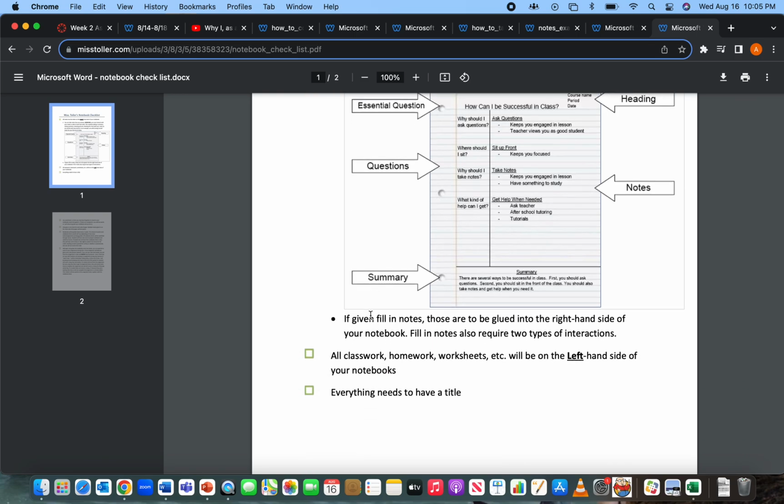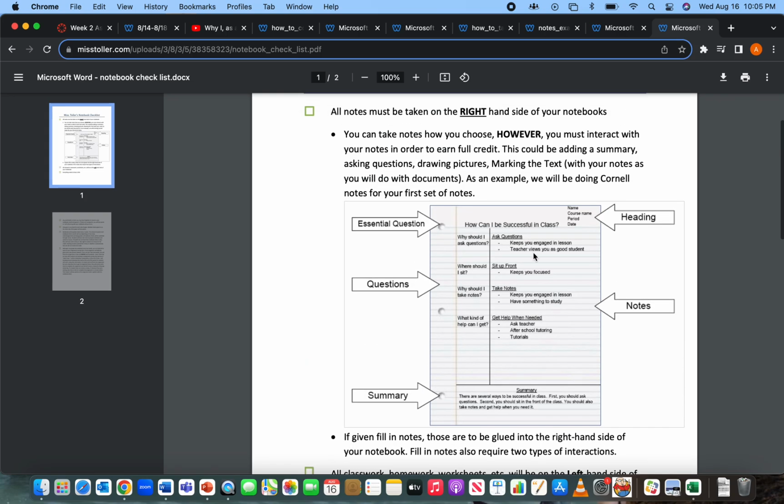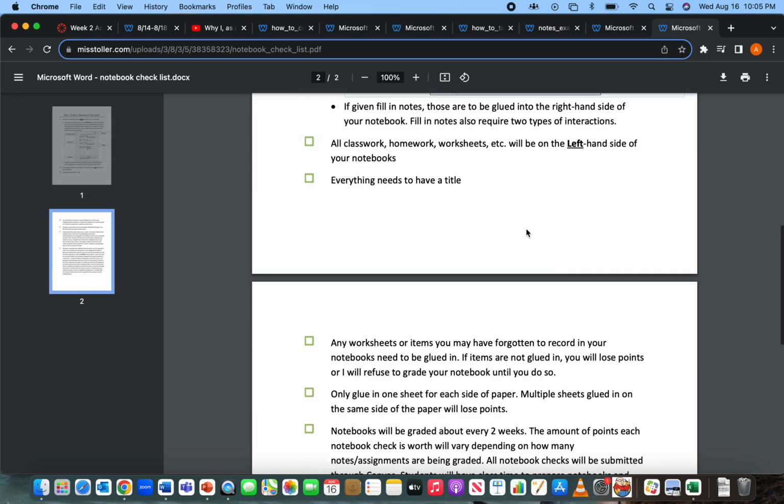All classwork, homework, worksheets, etc. will be on the left-hand side of your notebook. Everything needs to have a title. If you don't title your notes, I'm going to take off a point. If your worksheet already has a title, you're good to go. Just leave it as is.